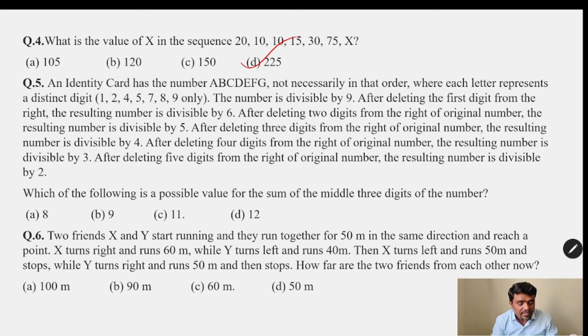Question number 5. An identity card has a number ABCDEFG, not necessarily in that order, where each letter represents a digit. This is a number system question, and I elaborately discussed all the models in our number system playlist. Please watch that series of videos later. The link is given in the description.